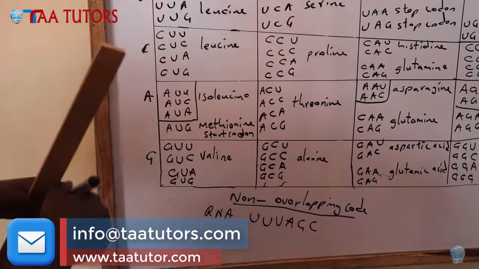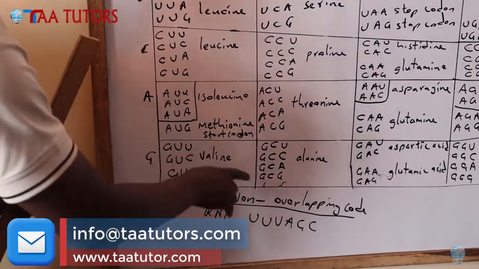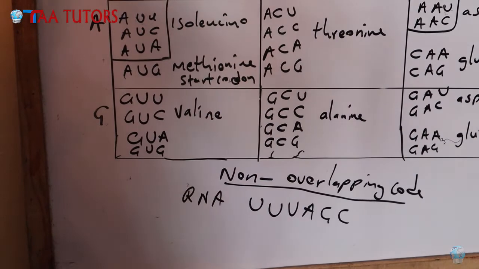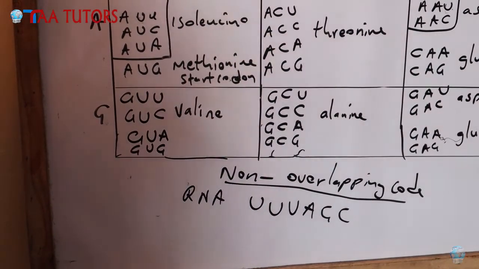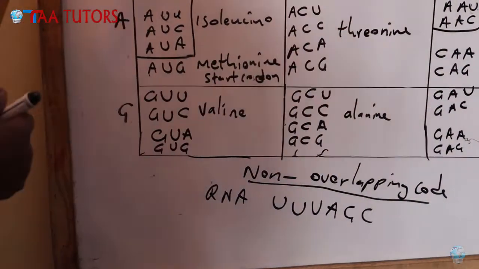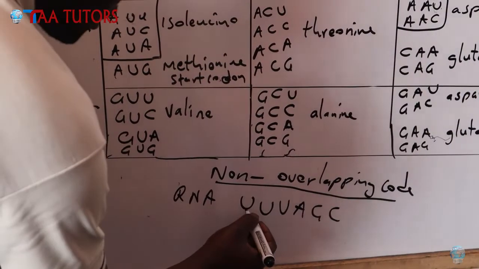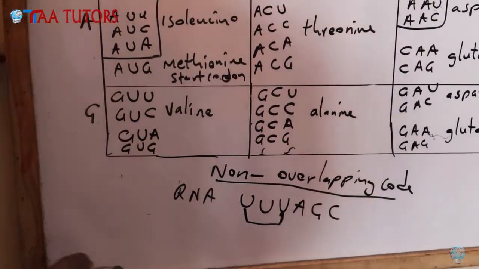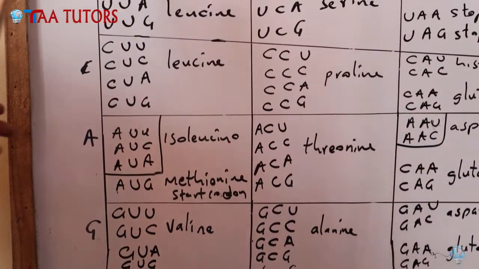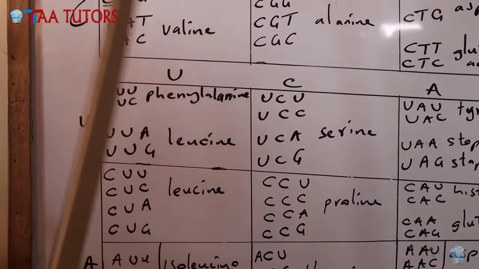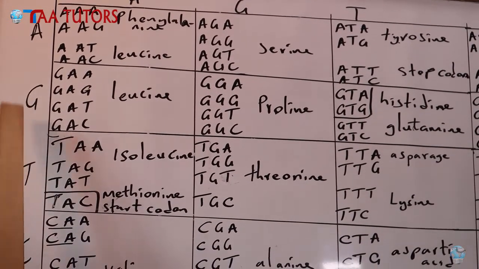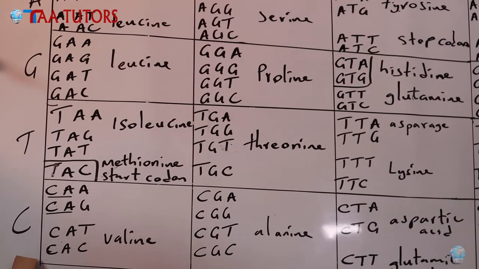Now when we talk about non-overlapping, let us look at this and then we understand. We know that there is always a triple base that gives us a code for a specific protein synthesis. So assuming that this is the sequence that I have in a polypeptide strand, if I take the first three, that one is a code for a specific protein. In the table that I have here, I have given the code for every protein that is possibly synthesized.